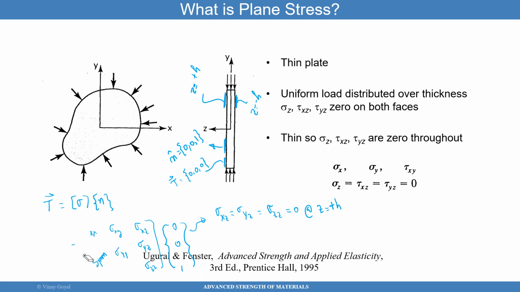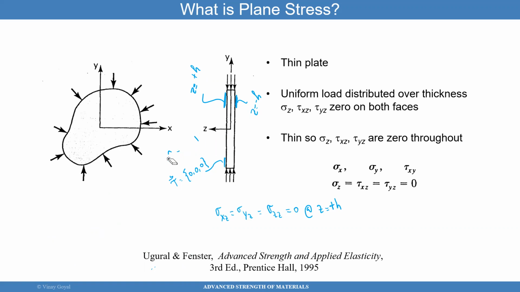I can repeat this multiplication with the surface, but on this side now. And that surface has a normal n that's 0, 0, minus 1. When you repeat the process, you get the exact same thing. You get that these are also equal to 0 at z equals minus h.